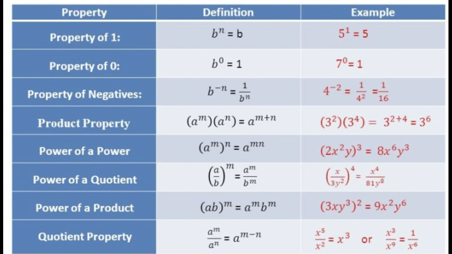Now looking at the power of a power property, we have a number being raised to an exponent, and then that whole thing being raised to another exponent.